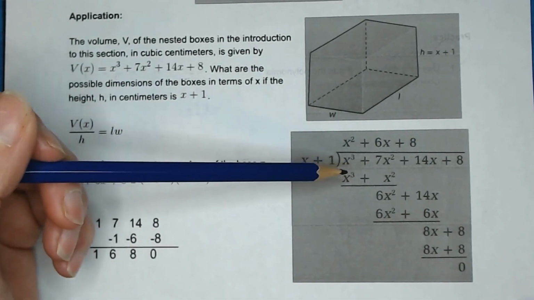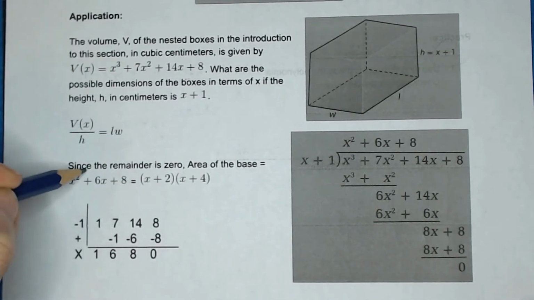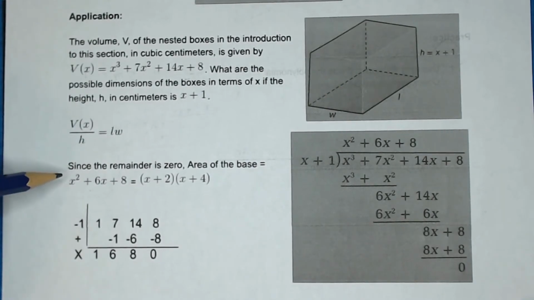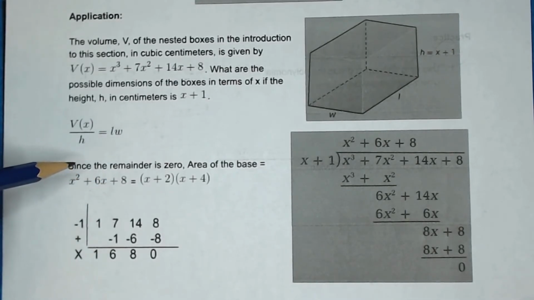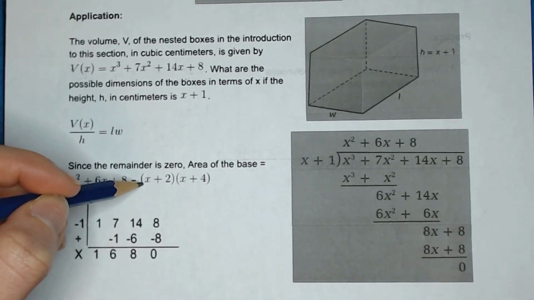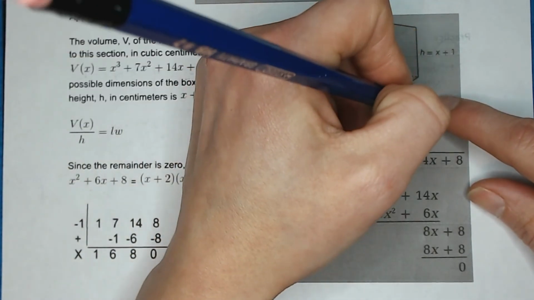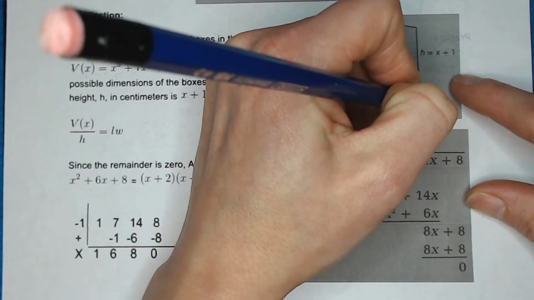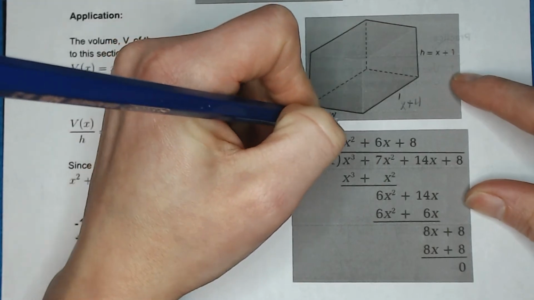Set up, you can do it by long division or you can do it by synthetic division. It's completely up to you. But when you get to the end of it, you get this polynomial x squared plus 6x plus 8. And you can factor this one out into x plus 2, x plus 4. So that tells us the dimensions of our cube that was given. I don't know which one's the length or which one's the height. That doesn't really matter. But you will get x plus 4 and x plus 2 as your dimensions to solve this problem.